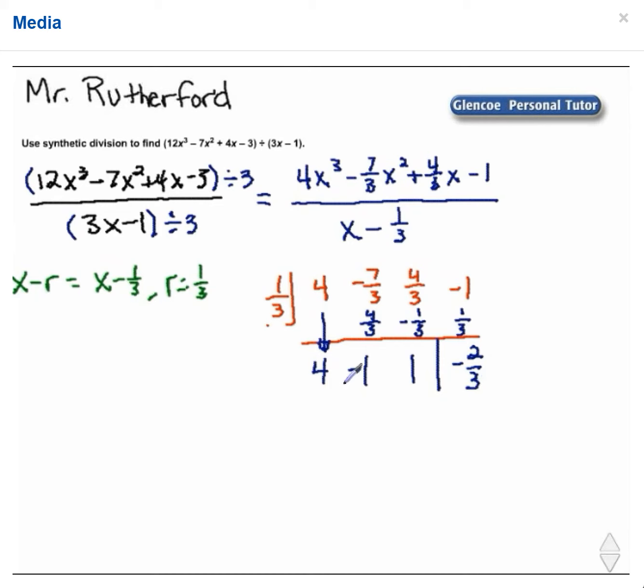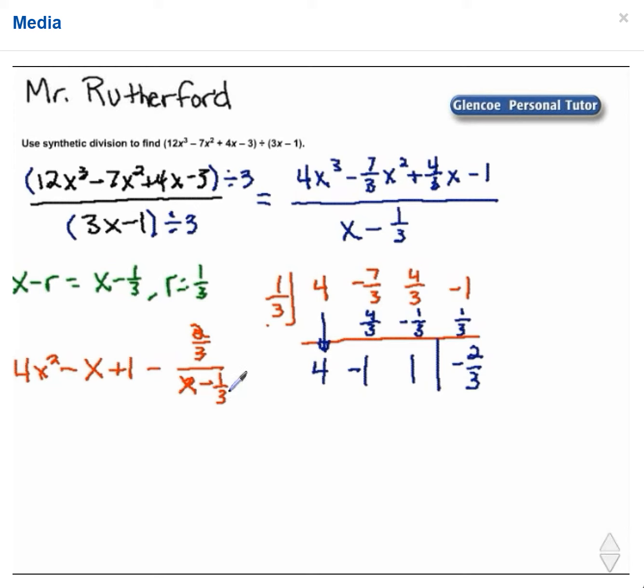So we can rewrite this as 4x squared, this is where the 4 comes from, minus x, or minus 1x, plus 1, because that's our constant. Then we have minus 2/3 over x minus 1/3. Now I put a minus here because 2/3 was negative.